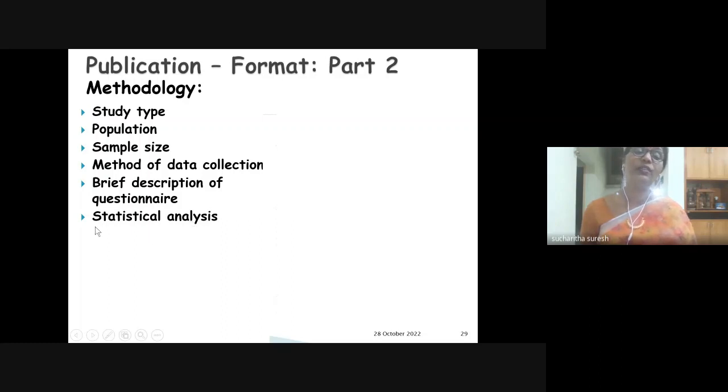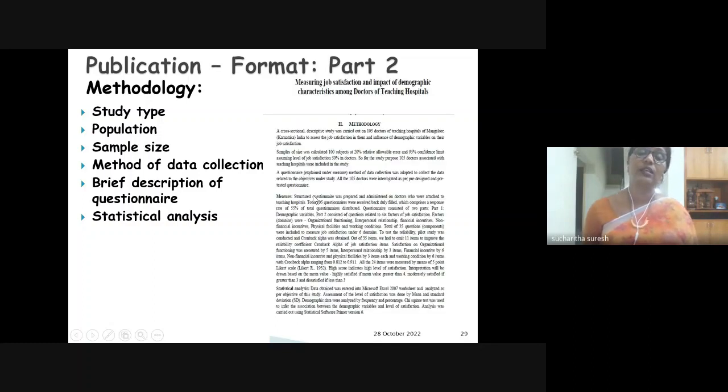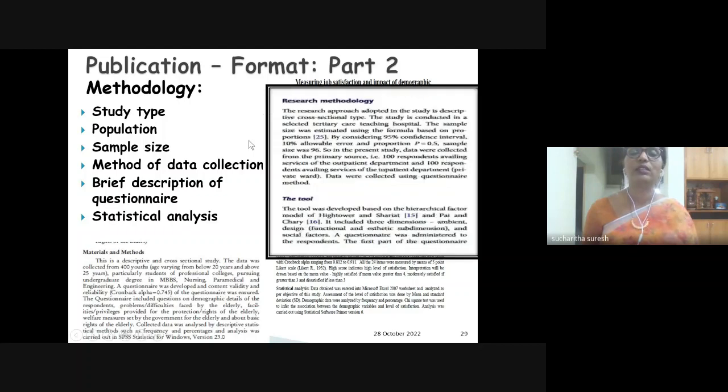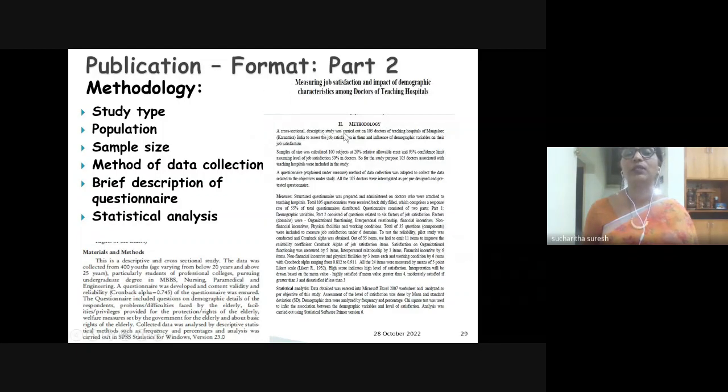After that, you have to give the statistical analysis, what all the analysis you used in your study. So here, if you see, in the studies, a cross-sectional descriptive study carried out on 105 doctors of teaching hospitals of Mangalore. Sample size was calculated as 100 with 20% relative allowable error and 95% confidence interval, assuming level of job satisfaction is 50% in doctors. All right, calculated. Then our questionnaire is given here.